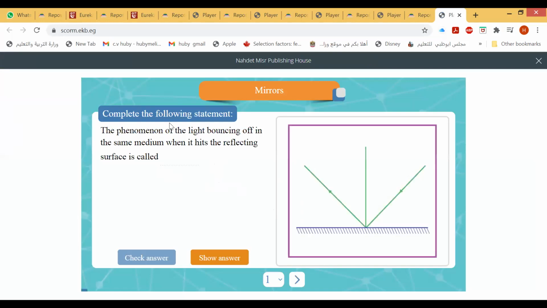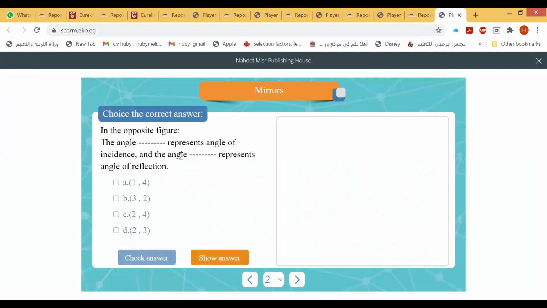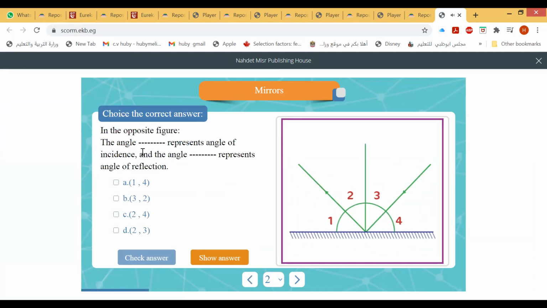First, what is the phenomenon of the light bouncing off in the same medium when it hits the reflecting surface called? Think carefully. Of course, when I first see this figure, I say this is a plane mirror. In the same medium, so this is light reflection. When it says "the same media," I say light reflection.